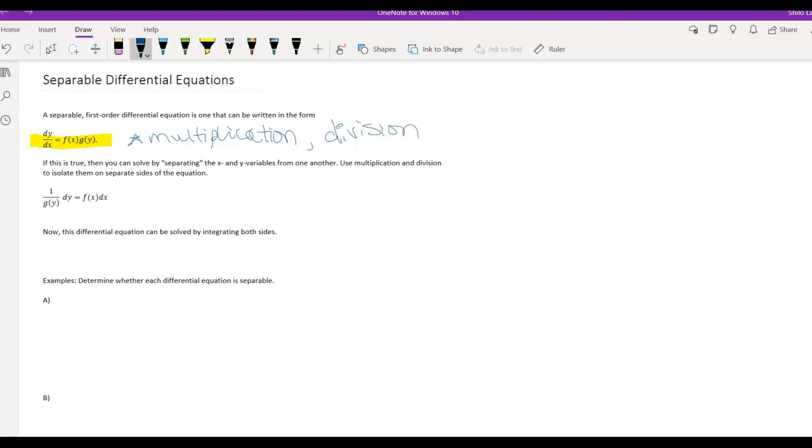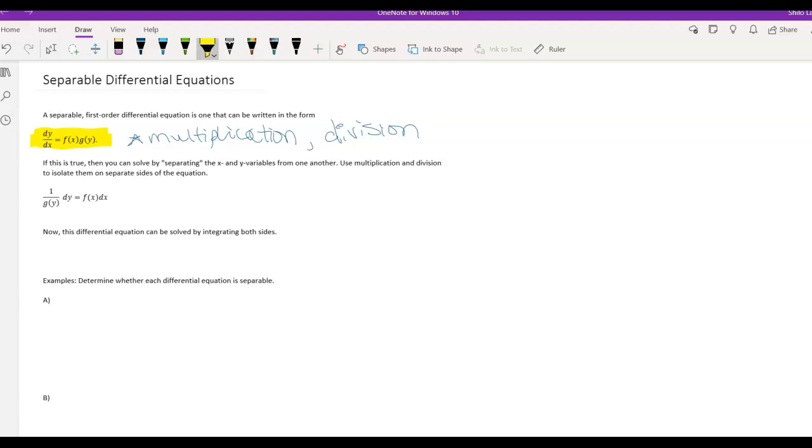and we could easily write that as multiplying by a fraction. So if this is true, if we can write our differential equation in this format, then we can solve that differential equation by separating the x and y variables from one another. We're going to use multiplication and division to isolate the x and y variables onto separate sides of the equation. That includes the dy dx. We want those differentials there separated as well.